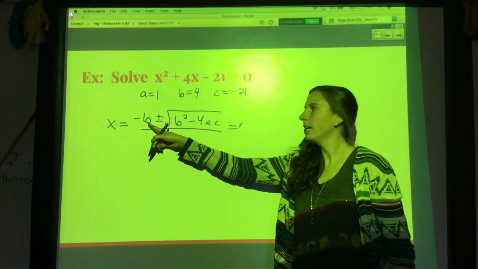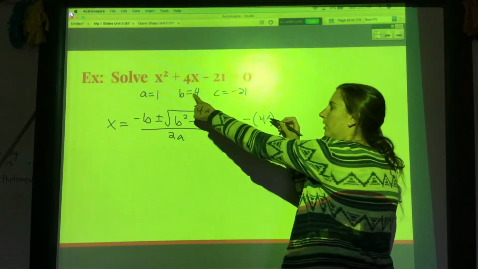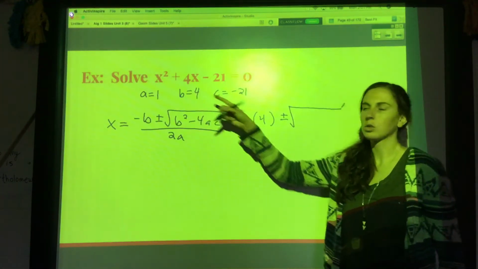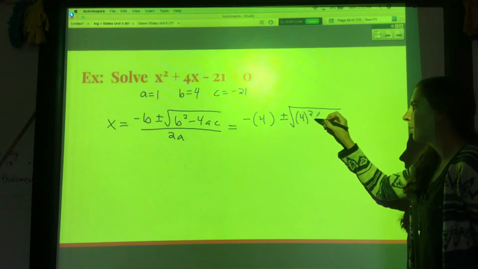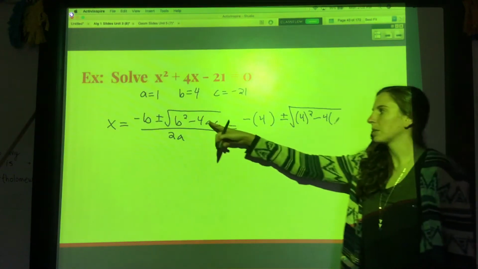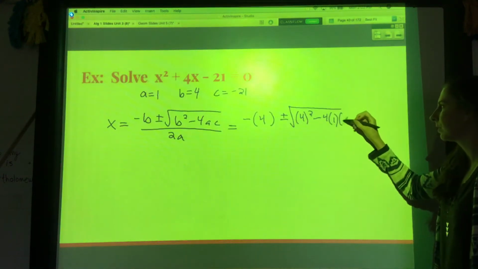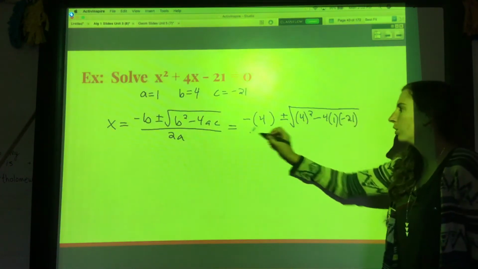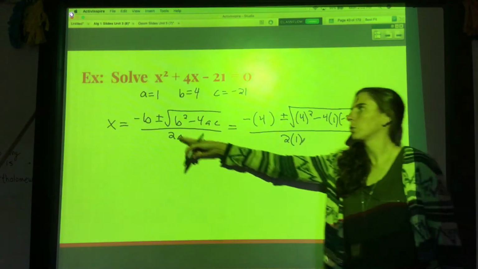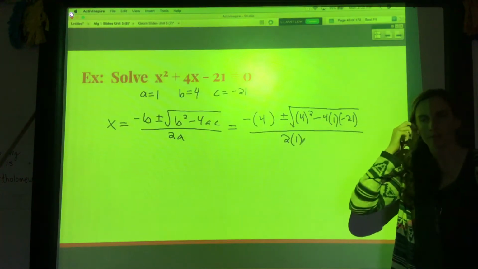So negative B, I'm going to fill in negative and then whatever B is, which is a 4, plus or minus the square root of B squared, so 4 squared, minus 4, there's always just a minus 4 there, and then times A, which is 1, times C, which is negative 21, all over 2A, and A is 1. It's not just this divided by that, it's all over 2a.